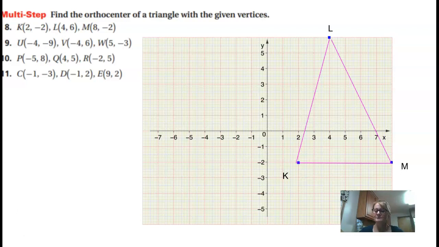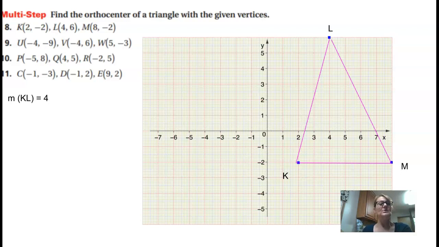Now, hopefully what you remember has to do with slope. And so in this case, we're going to go ahead and find the altitude from M to KL. Okay, so we're just going to find one. You would find all the other three the same way. So this does become a little bit of a longer process because you have to do this 3 times.